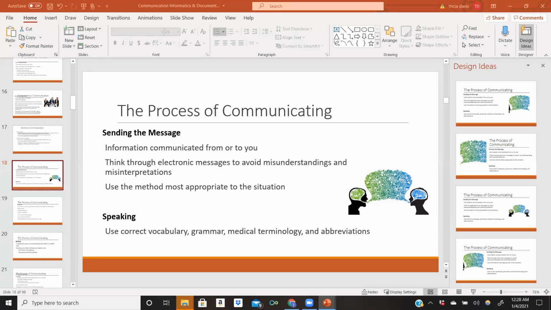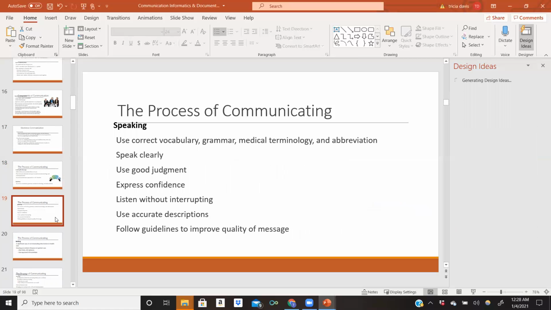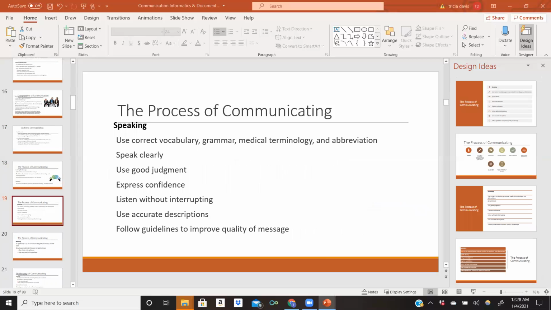When you're speaking to your patient, you want to use correct vocabulary, grammar, medical terminology, and the correct abbreviations. So you want to use medical terminology, nursing terminology, but you want to make sure that your patient is at the appropriate level, so that they're going to be understanding what message you're trying to send them. You don't want it to be over their head in terminology that they've never heard before. You want to use the correct grammar. We said that. You want to make sure you're speaking clearly.